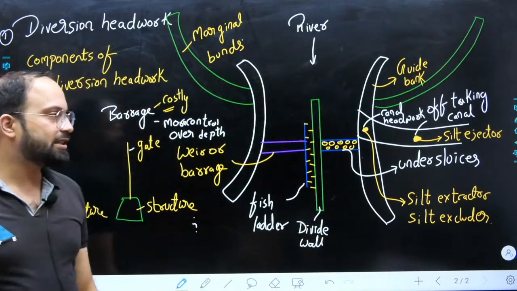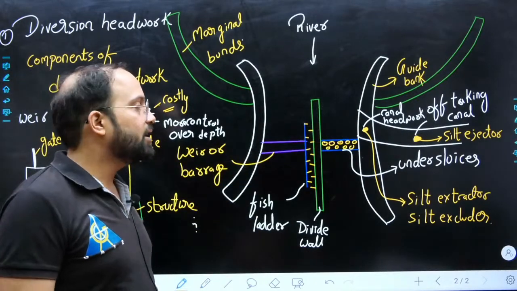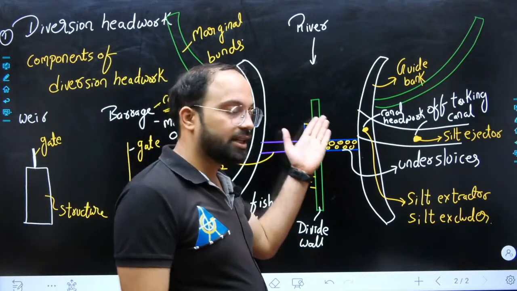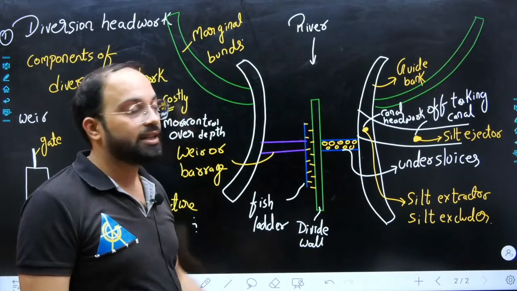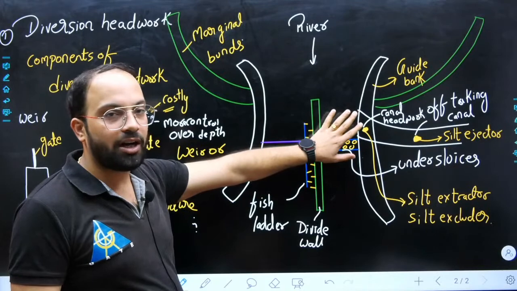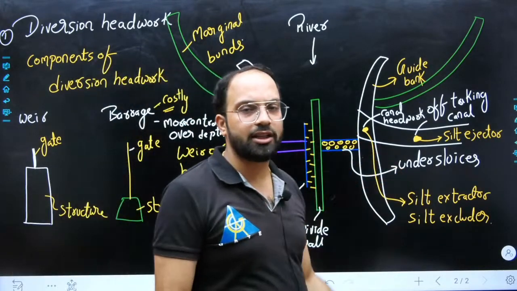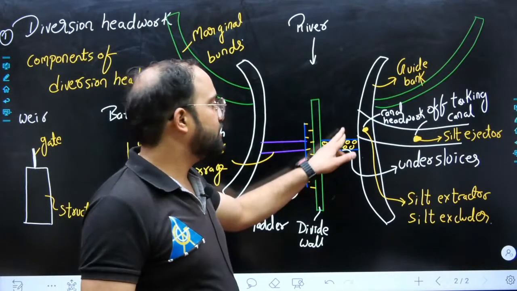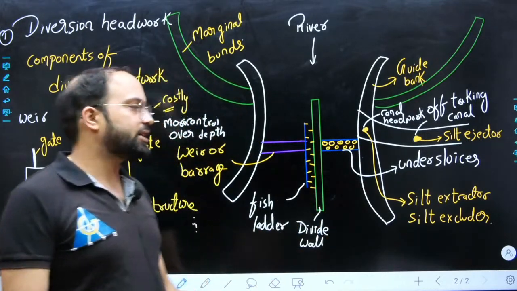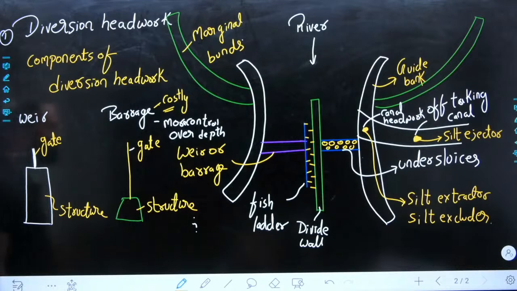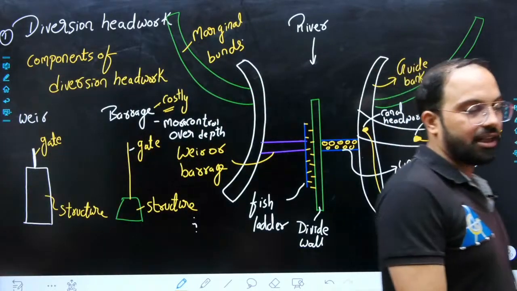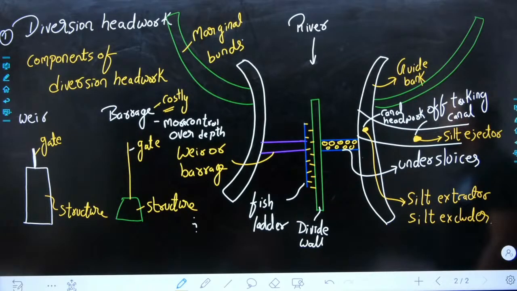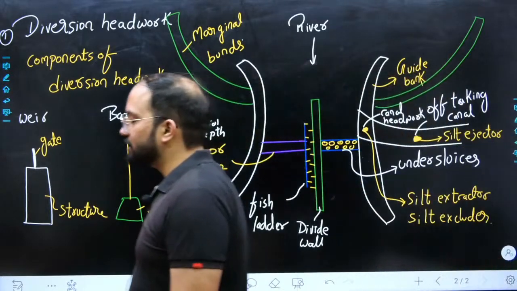Another use of undersluice is that we have a silent pocket here, where we deposit all the silt. When a significant amount of silt has been deposited near the undersluice, we will open it so that the silt can pass through that structure. So this is the working of undersluice. If you want, you can take a screenshot. I hope the functions and the names of the components in the diversion headwork are clear to you guys. If you have any doubt, you can ask me.